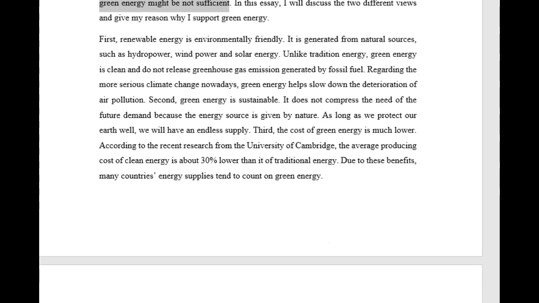First, renewable energy is environmentally friendly. It is generated from natural sources such as hydropower, wind power, and solar energy. Unlike traditional energy, green energy is clean and does not release greenhouse gas emissions. Well, it does not release greenhouse gases generated by fossil fuel. Regarding the more serious climate change nowadays, green energy helps slow down the deterioration of air pollution. Well, that's not quite right. Green energy helps slow down air pollution. Okay?